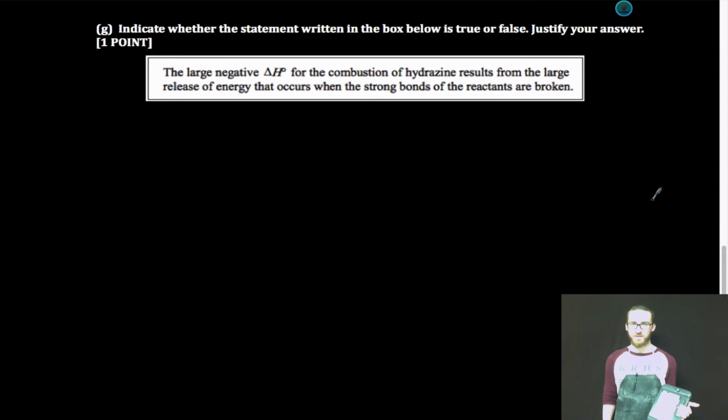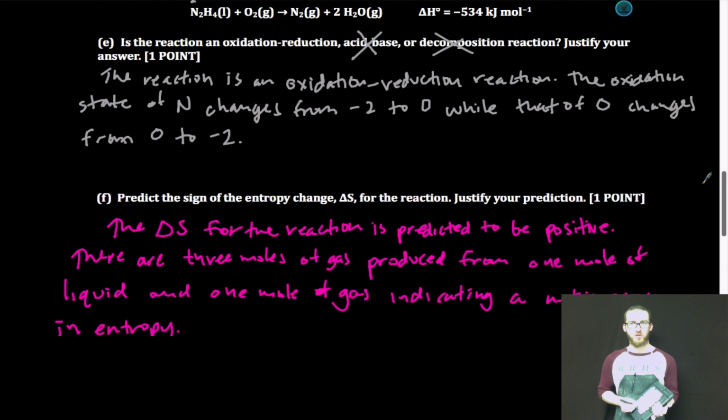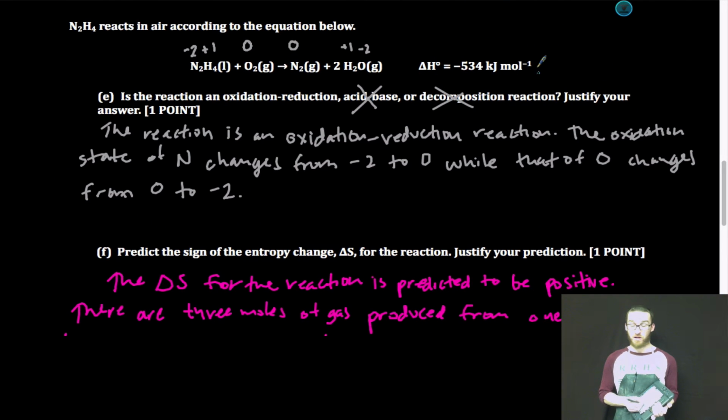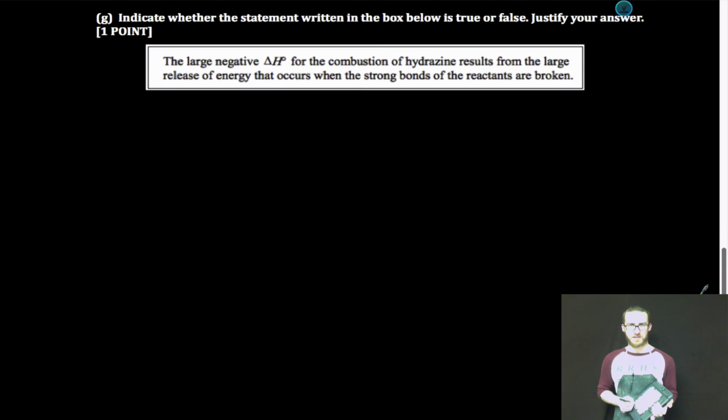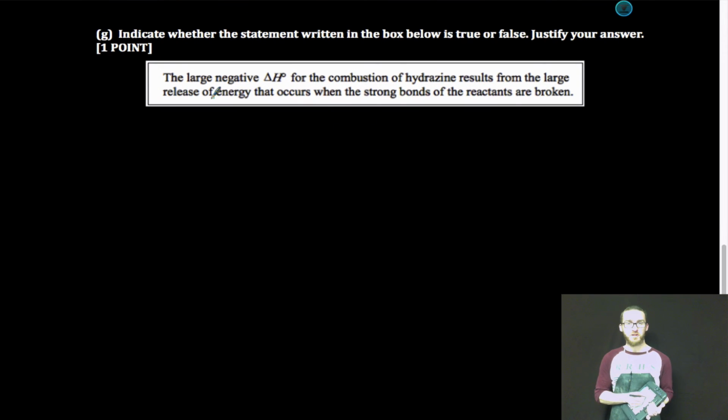The large negative delta H for the combustion of hydrazine results from the large release of energy that occurs when the strong bonds of the reactants are broken. Oh man, let's go back up and take a look at this reaction. Notice that our delta H is very negative, indicating a large release of energy overall. But let's take a closer look at this statement in the box. The statement indicates that the energy is released when the strong bonds of the reactants are broken. Now this is a common misconception.